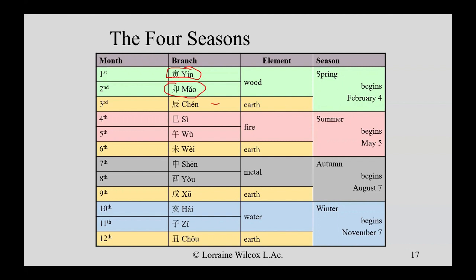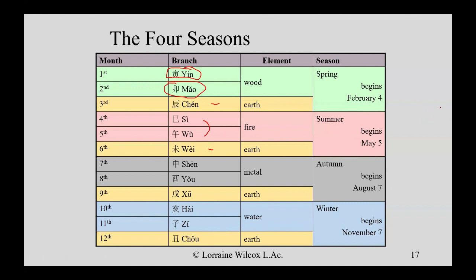And then we have an earth month for transformation. The transformation happens, and now we have 2 fire months for summer, and then another earth month for transformation. So the first 3 months are the months of spring, the second 3 months are the months of summer, and then we have 2 metal months plus an earth month for transformation, and that's autumn. And then we have 2 water months and then an earth month for transformation. That's winter.